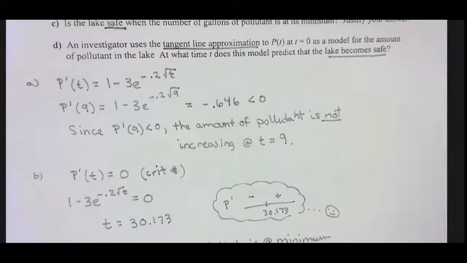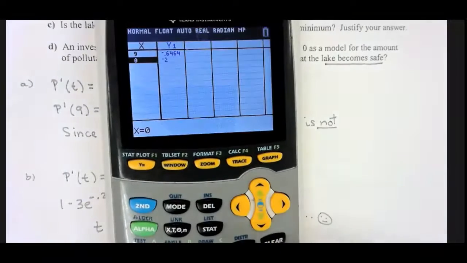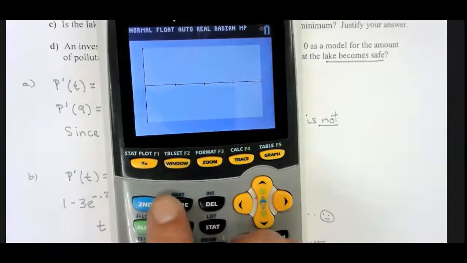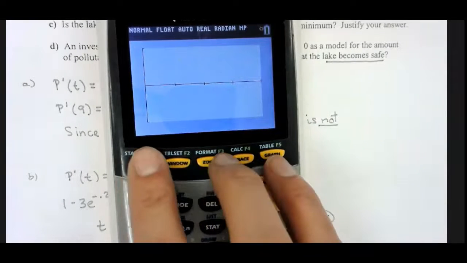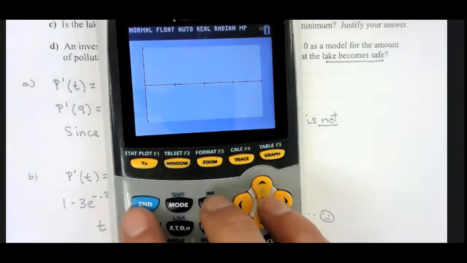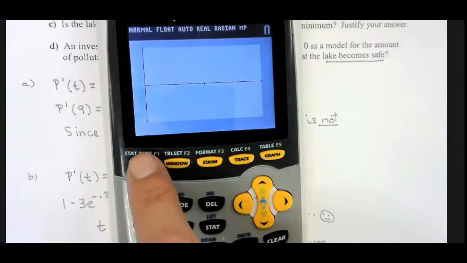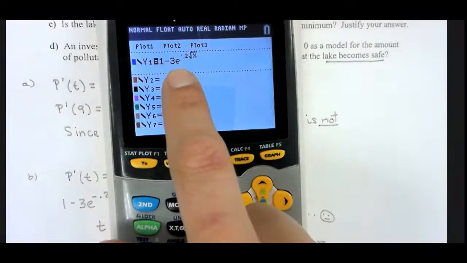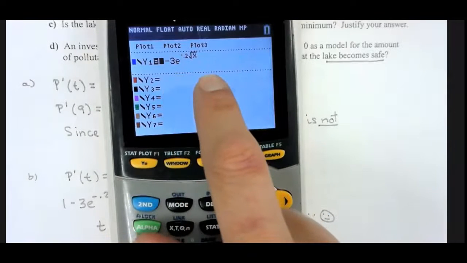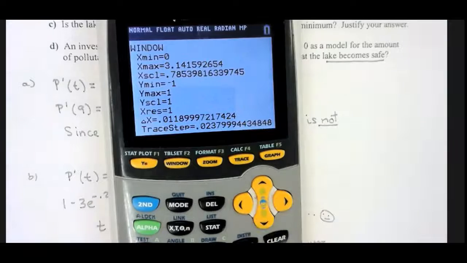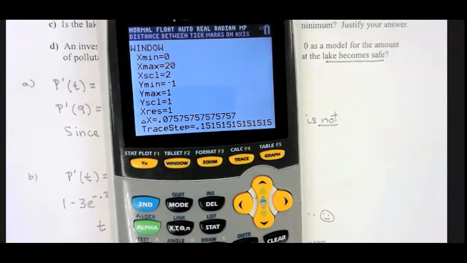So you would go to your graphing calculator again. Sorry, my window is set funny. This is my derivative. I need the zeros of my derivative. So I'm going to go to my window and change my values to probably like 20 to 2.